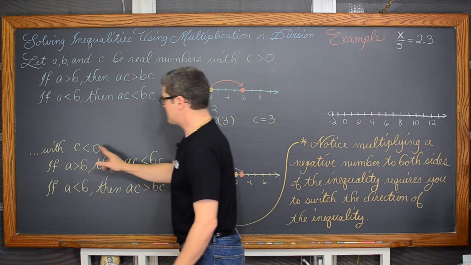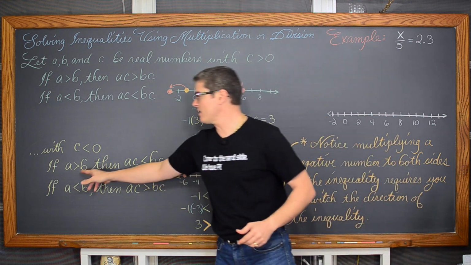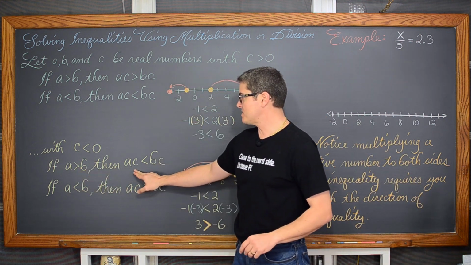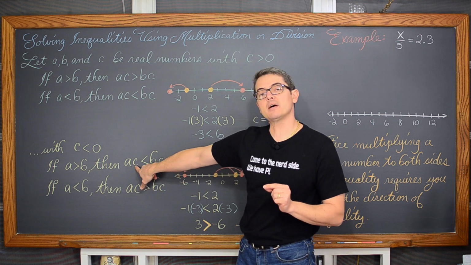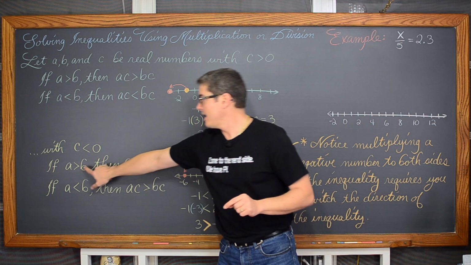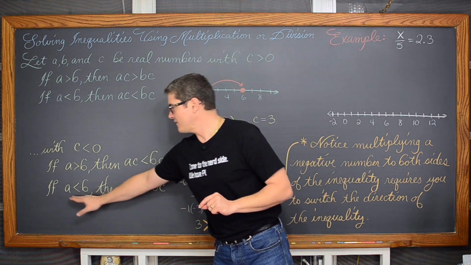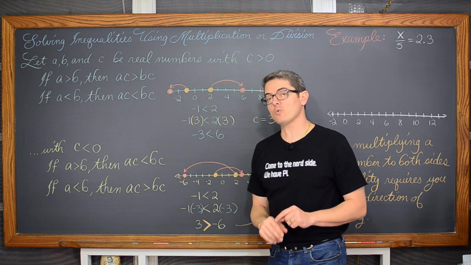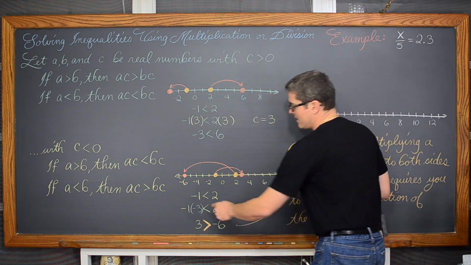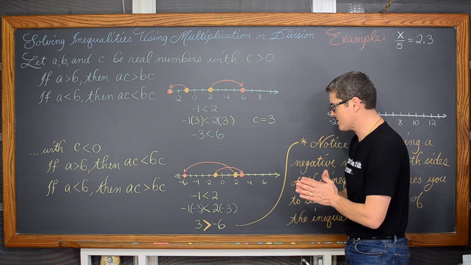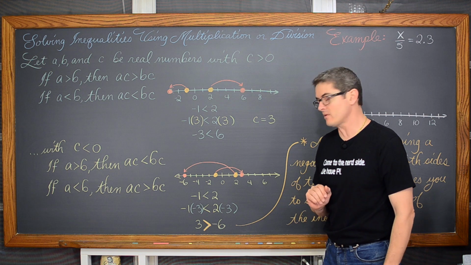If, though, C ends up being negative, less than 0, then if A is greater than B, then A times C, B times C. Notice that we've multiplied both sides of the inequality by a negative number, and the sign has to change direction. And if A is less than B, then AC is going to be greater than BC. And so in our example, going back to the fact that -1 is less than +2, in orange we have -1 and +2 marked on our number line.